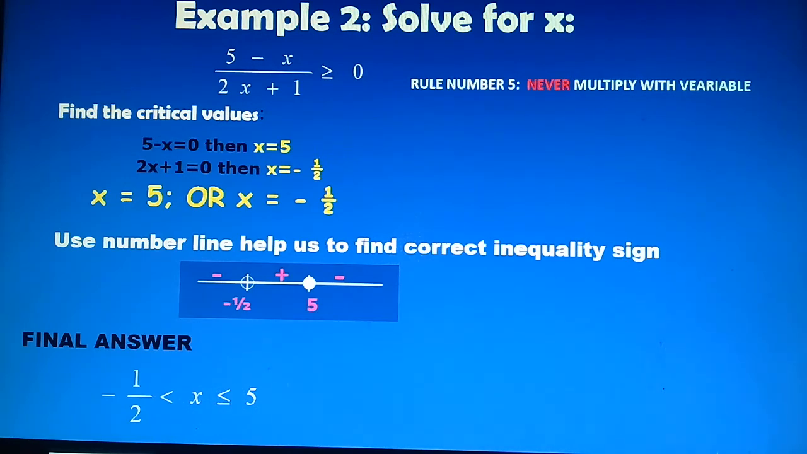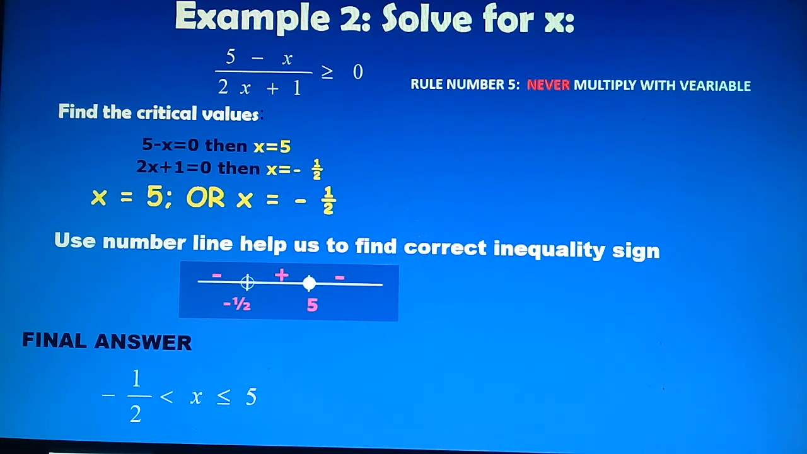Why do we have greater than minus half? Because minus half must not be included there. If we substitute minus half, we have 2x multiplied by minus half, which gives minus 1. Minus 1 plus 1 gives 0. It means we have 0 in the denominator. If we divide by 0, our answer will be undefined.